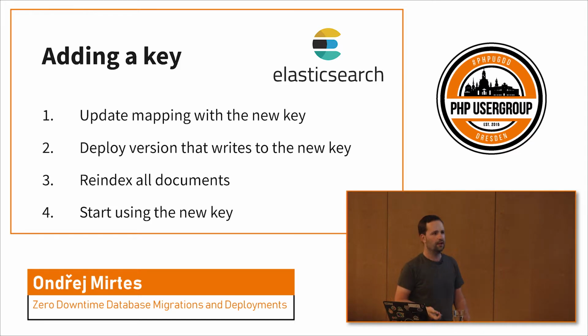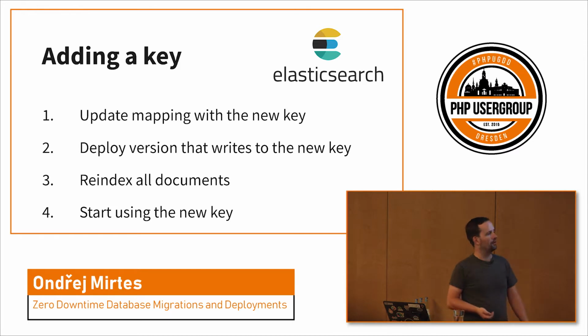So for example, if you want to add a key to your documents, you can first update mapping with the new key. Then you can deploy a version that writes to the new key. Then you can reindex all documents. And finally, you can start using the new key, for example, in a sort or a filter.